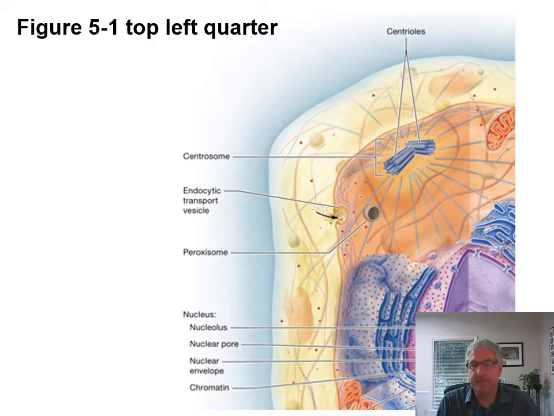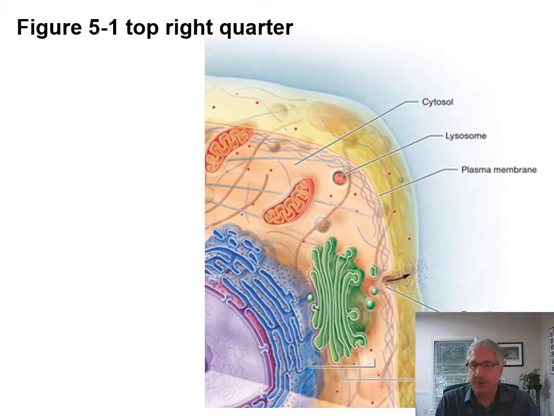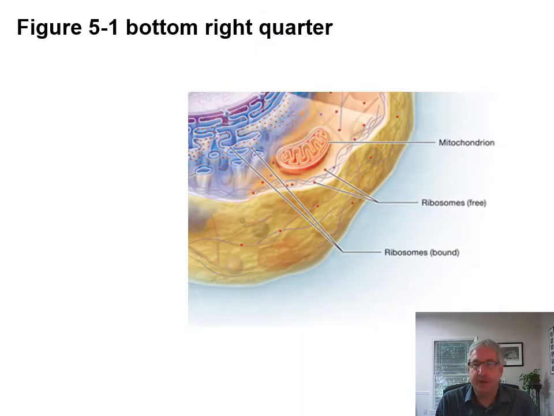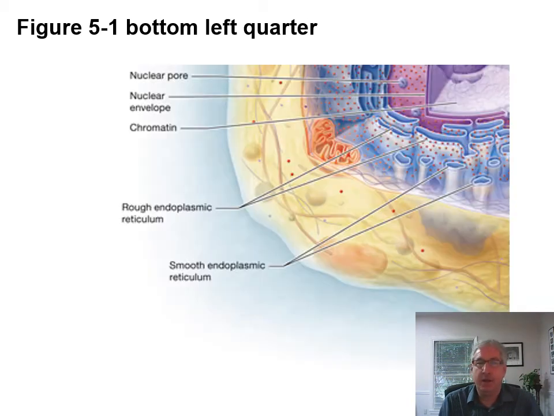Next slide. This is the top right quarter. Next slide. This is the bottom right quarter, seeing the mitochondria and ribosomes, free and bound. Some ribosomes are floating around in the cell. Others are bound to the rough endoplasmic reticulum. Next slide. This is the bottom left quarter. So we have the nuclear pores, nuclear envelope, chromatin, rough ER, smooth ER, that stuff.